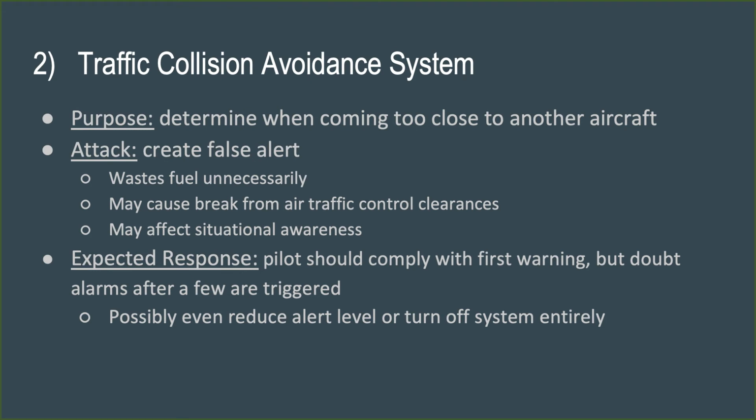Second, we have the traffic collision avoidance system. If you remember, I talked about the Delta Airlines flight where you weren't able to see all the other airplanes around you. Essentially, what you need to know is where all the other airplanes nearby are so you can avoid a collision. If you create false alerts here, this can make you waste fuel and cause disruption, and sometimes when you see that there's a collision happening, you may deviate from traffic control clearances or your regular protocol, and that can cause more chaos. The expected response here is, of course, that the first time you see an alert, as a pilot, you should take this warning into account.